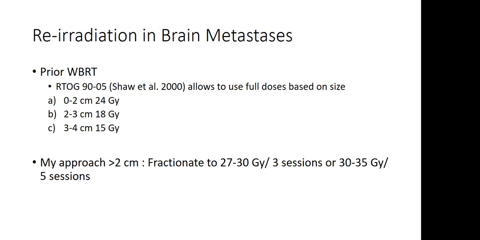But if you are doing a dedicated radiosurgery system like Gamma Knife or the CyberKnife, we generally keep our PTV hardly 1 millimeter, so it doesn't increase much of the doses. So we can escalate the dose in those areas.